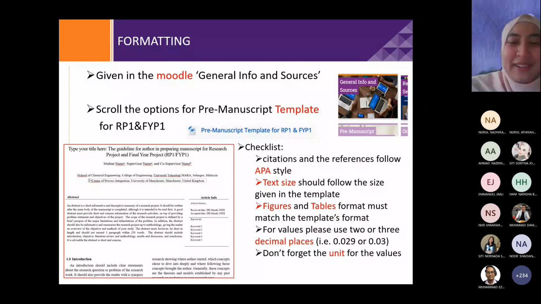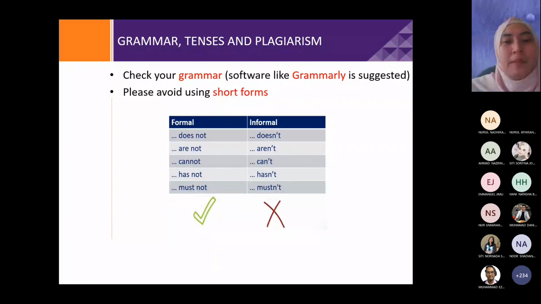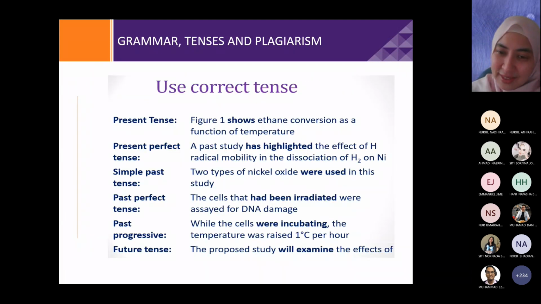Okay, so we want you to check your grammar. You can use software for that. One of it might be Grammarly. Okay, you can use Grammarly. And then please avoid using any short forms like doesn't, aren't, can't, hasn't, mustn't. Okay, because this is not appropriate in writing a formal or scientific article. So please use formal words. All right, and then please use the correct tense. And when you want to represent your figure or table, you have to use present tense. Figure 1 shows. Table 2 presents.